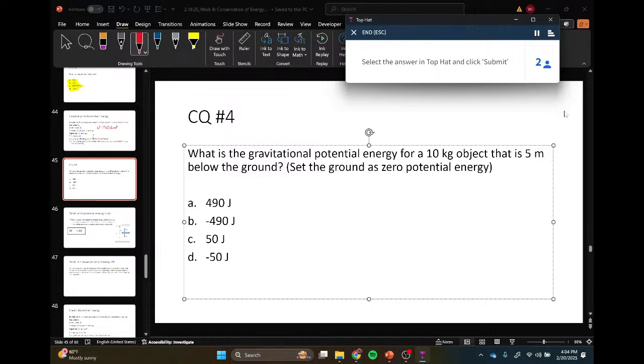Generally, I won't do that, but in problems, if I say find the potential energy, I have to. But all the conservation of energy problems, I won't do it for you. You get to decide.